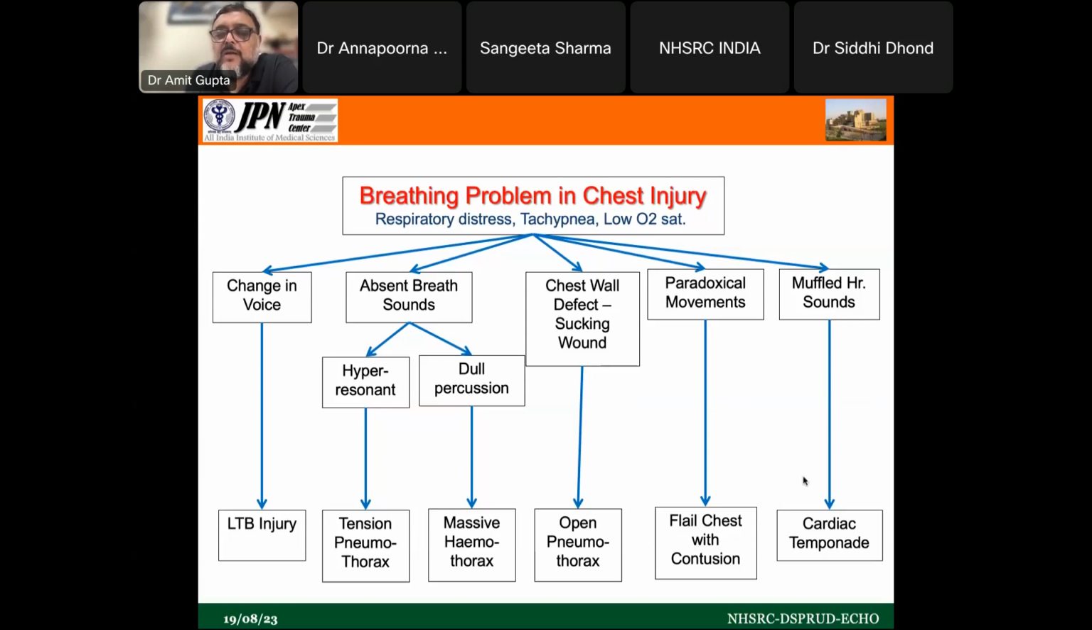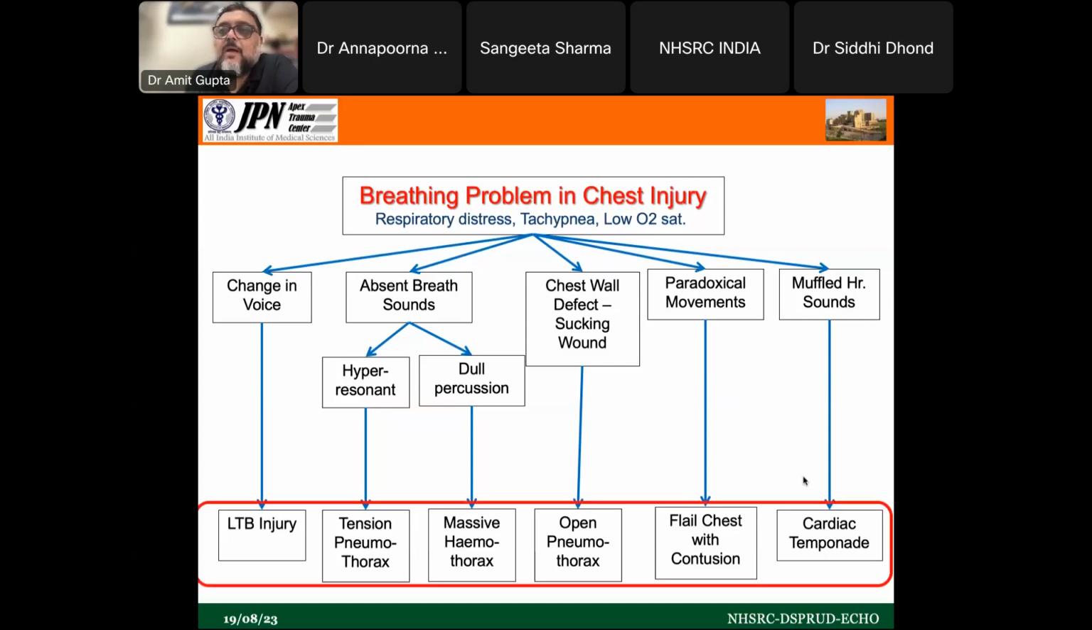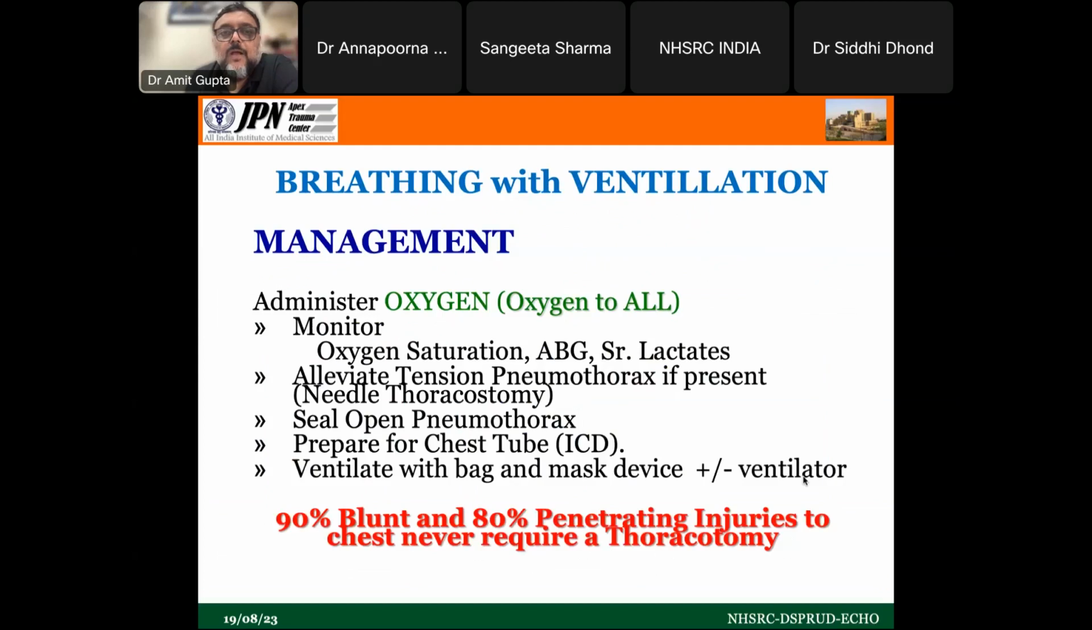If you do not have an ultrasound and you feel that this patient has a cardiac tamponade, again, prevent hypotension, prevent hypoxia, do the ABCs and send this patient to a higher level of care. So that's what I said. Management of breathing is administer oxygen, oxygen, oxygen. These patients are oxygen deficient and therefore oxygen is the treatment of any trauma patient, the first treatment.